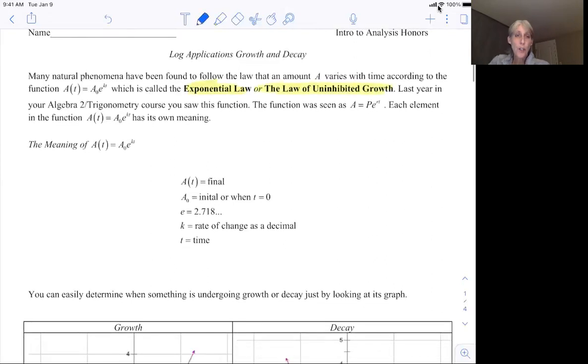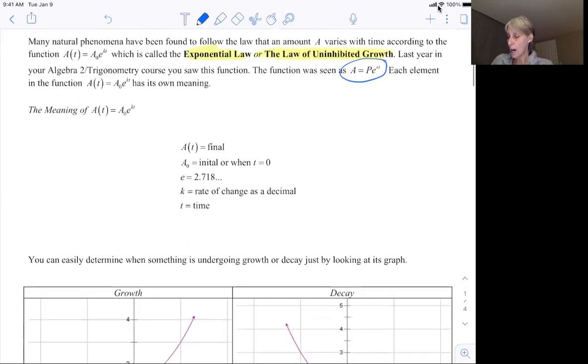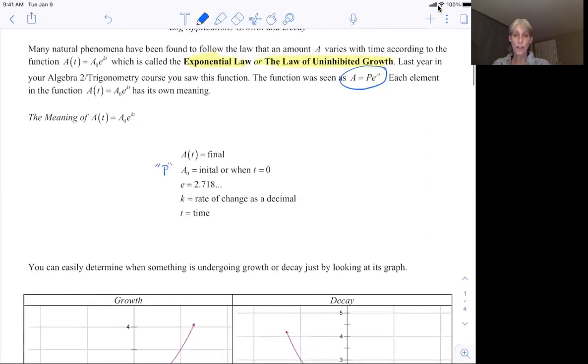Last year in your Algebra 2 trig course, you saw this function written as APERT. It's really your APERT formula. Even though it's fancy looking, it still means the same thing. A of t is our final amount. A sub 0 is really the P, your initial amount. E is 2.718, our number. K is the rate of change as a decimal, and T is time.